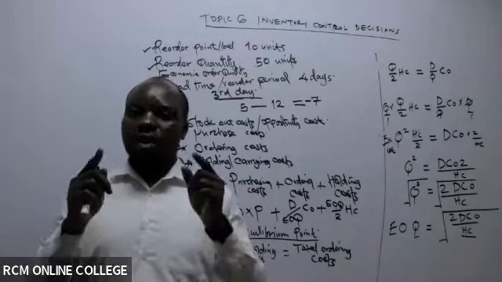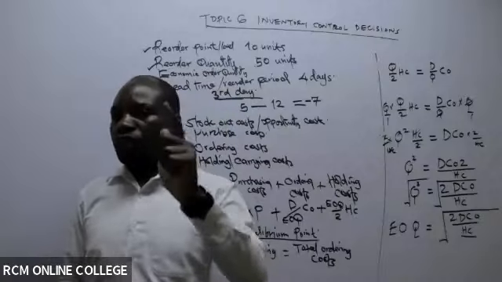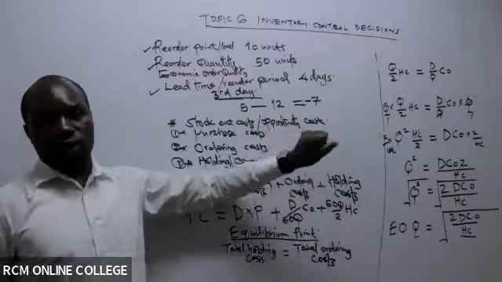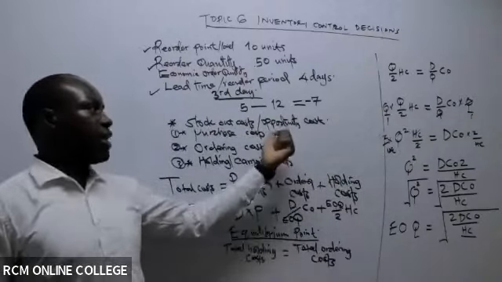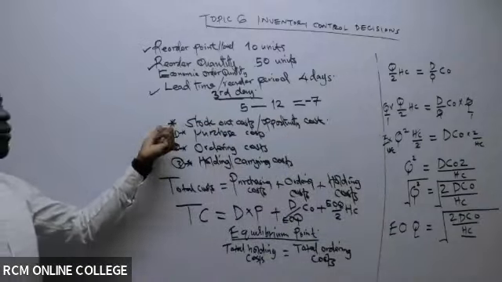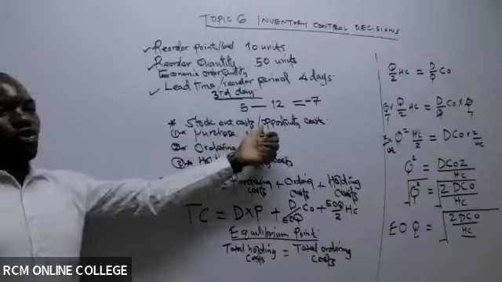So it is not literally money that is lost. That's why in some books they use the term opportunity cost. So we are going to introduce this cost number 4, that is stock out cost.